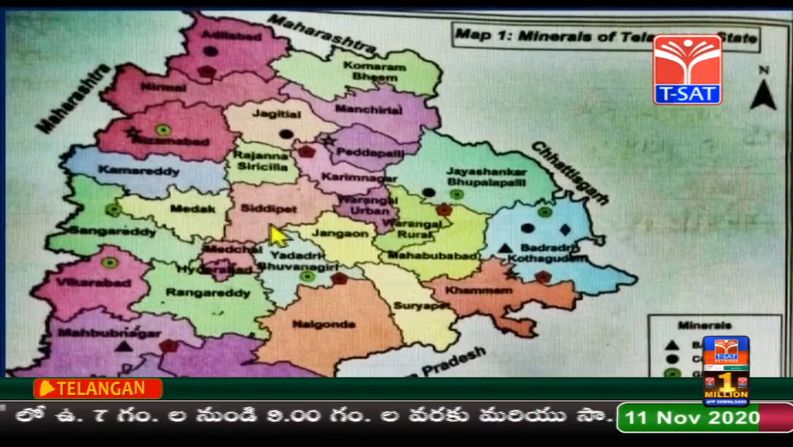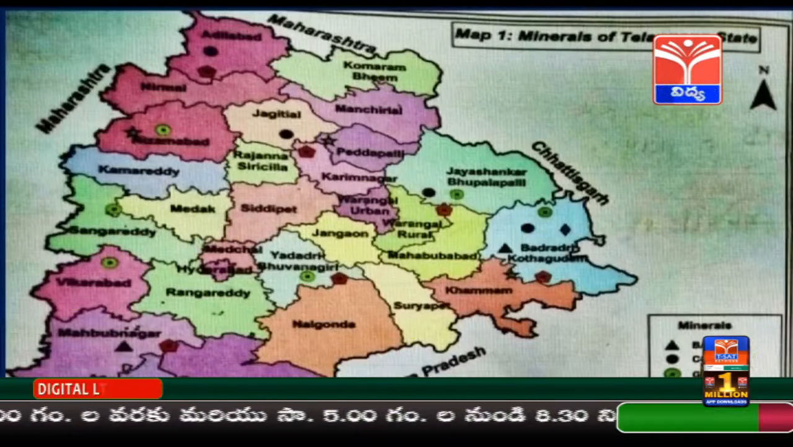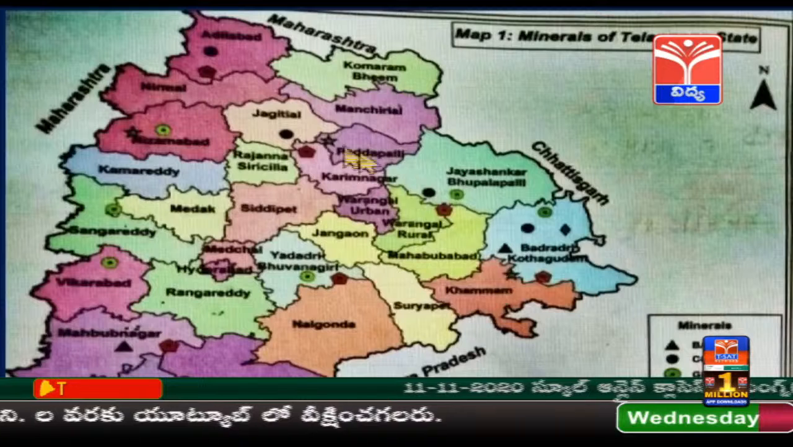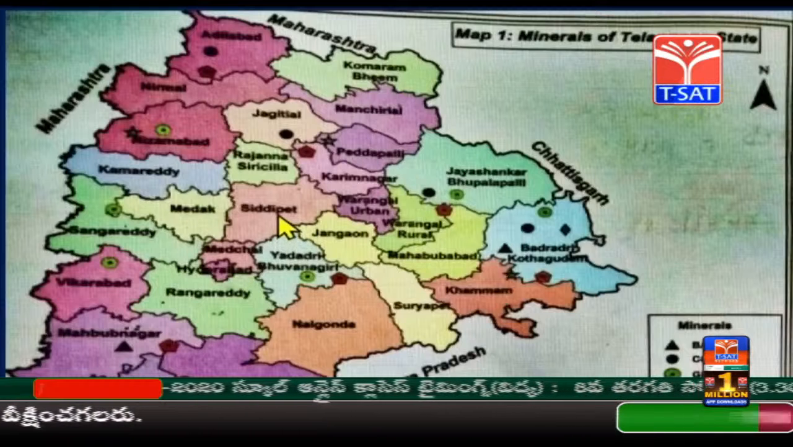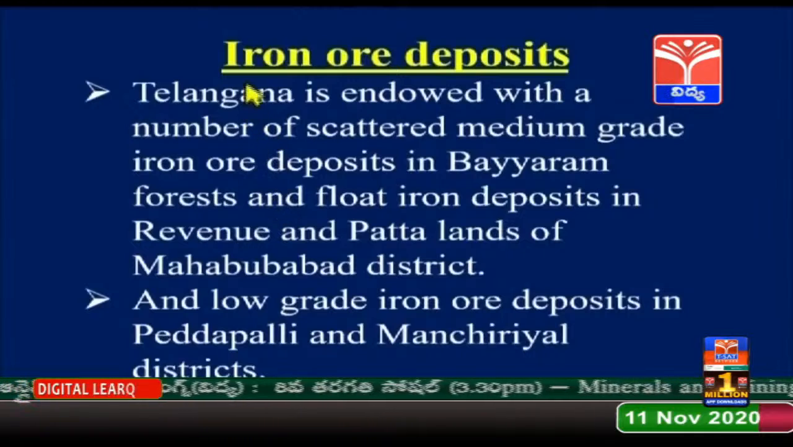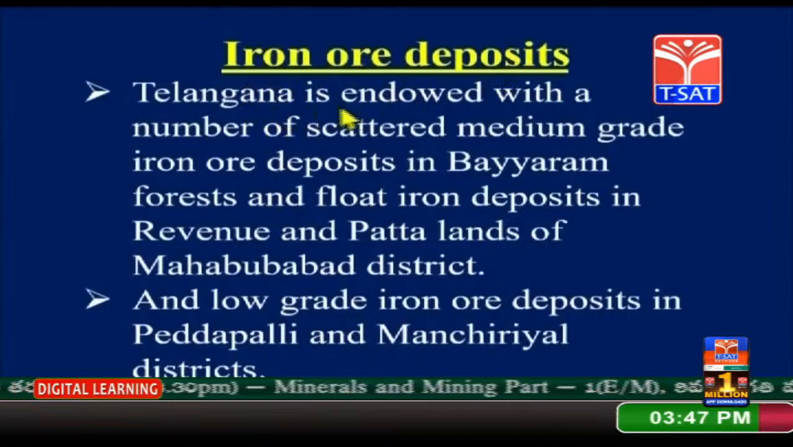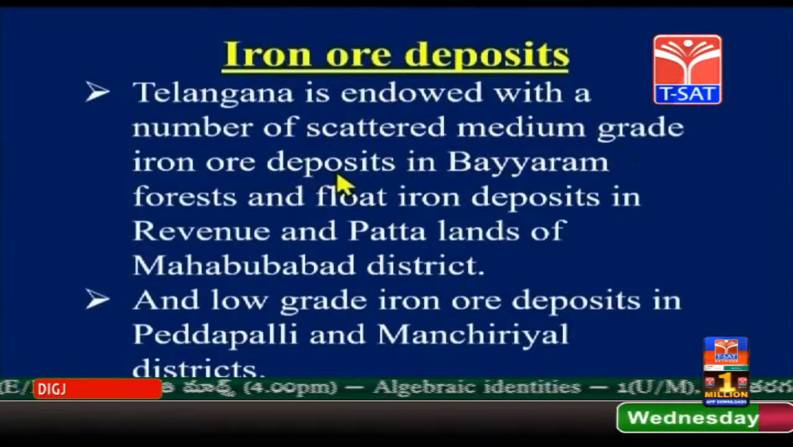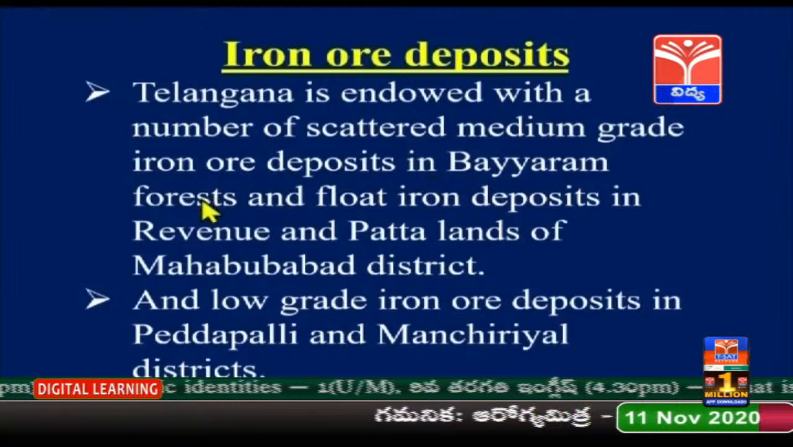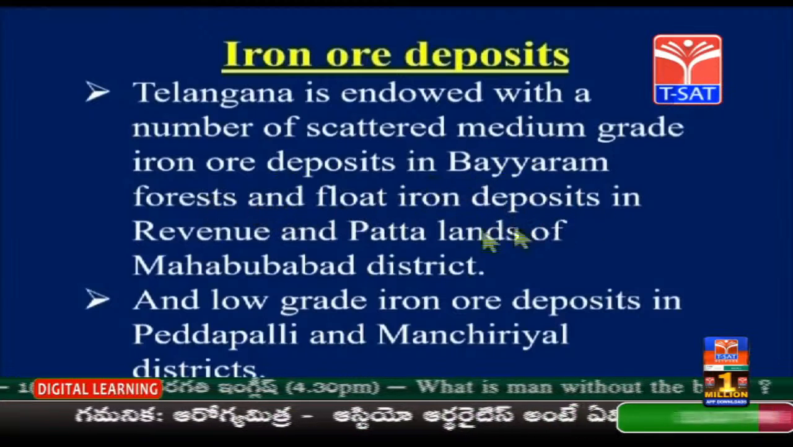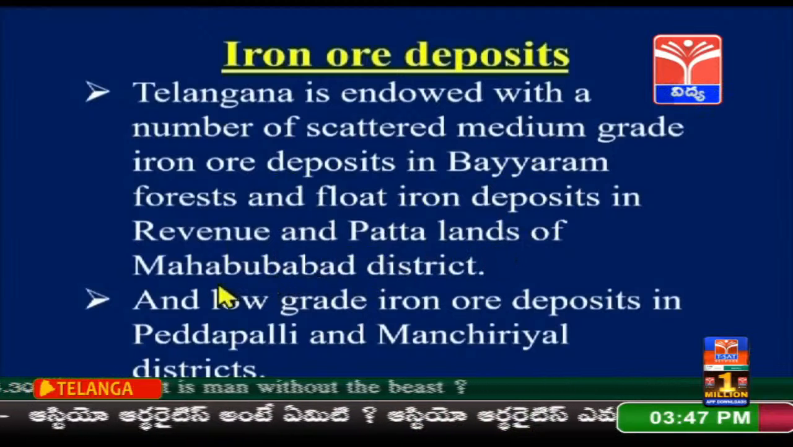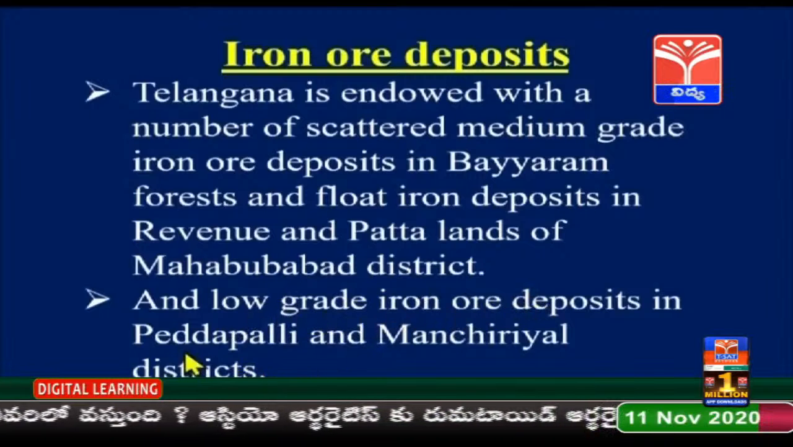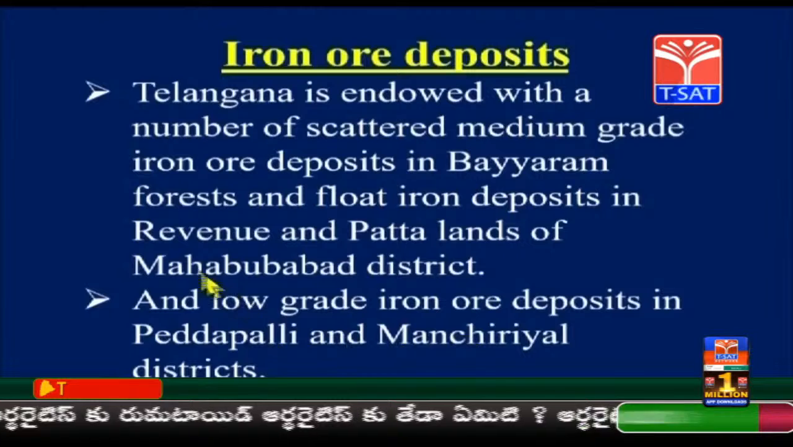Let us study about each mineral, such as we have barytes, coal, granite, iron ore, limestone and mica. About each of the minerals in separate maps of Telangana. Let us first study about iron ore deposits. Telangana is endowed with a number of scattered medium grade iron ore deposits in Bayaram forest and float iron deposits in revenue and patta lands of Mahbubabad district and low grade iron ore deposits in Peddapalli and Manchiryal district.